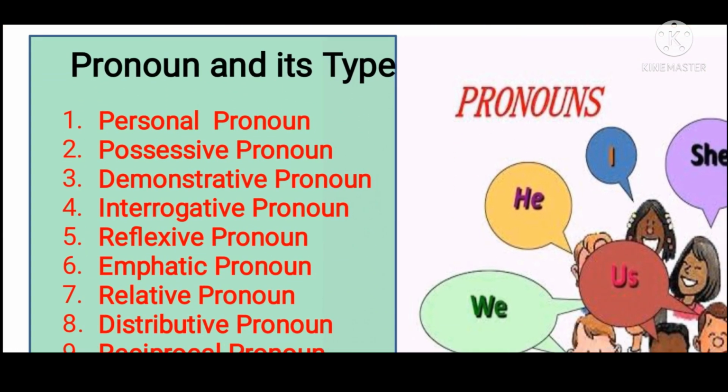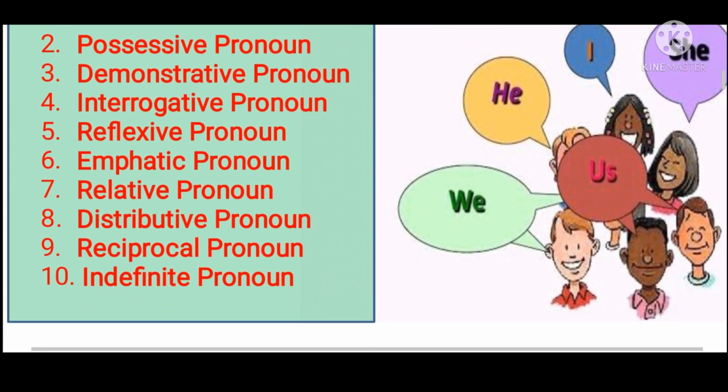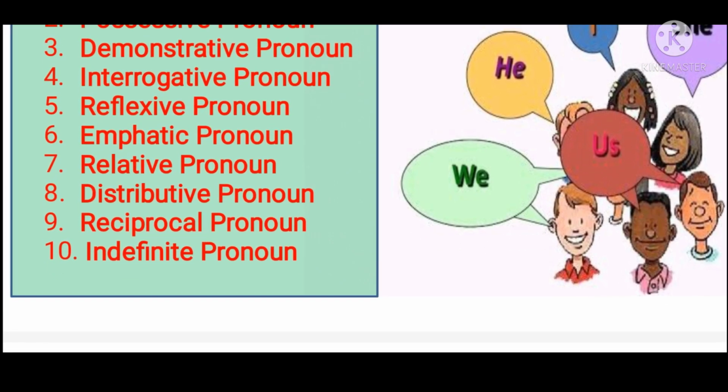The first type of pronoun is personal pronoun, second is possessive pronoun, third is demonstrative pronoun, fourth is interrogative pronoun, fifth is reflexive pronoun, sixth is emphatic pronoun, seventh is relative pronoun, eighth is distributive pronoun, ninth is reciprocal pronoun, and tenth is indefinite pronoun. So dear friends, let us see one by one.